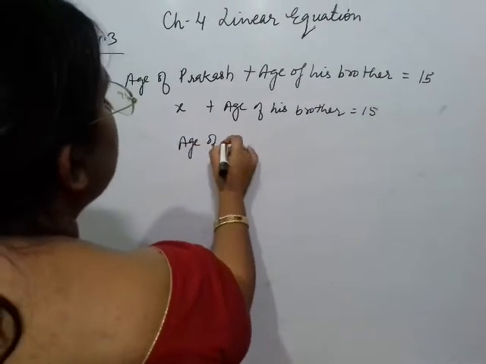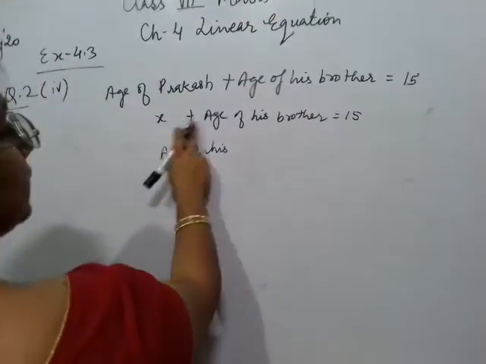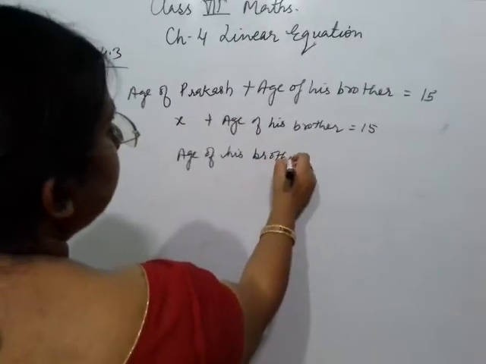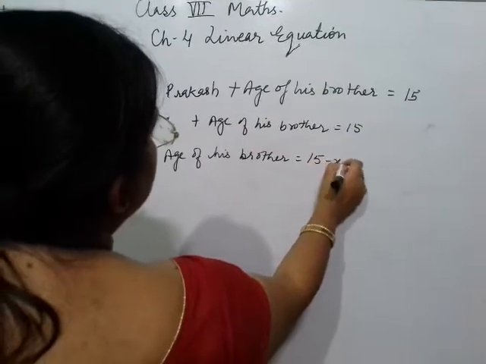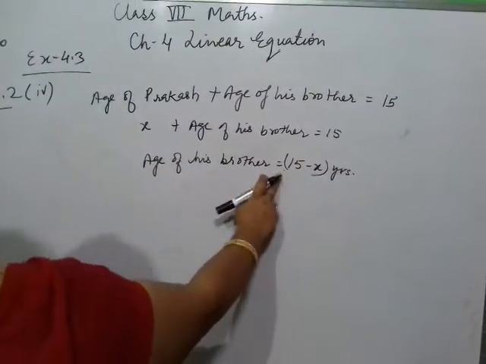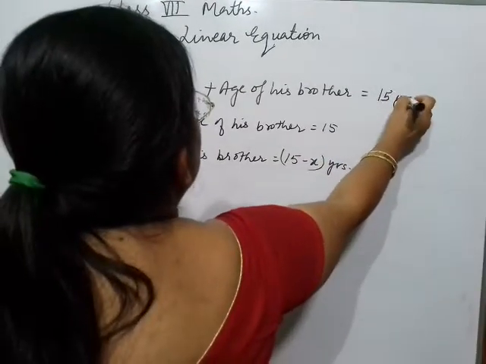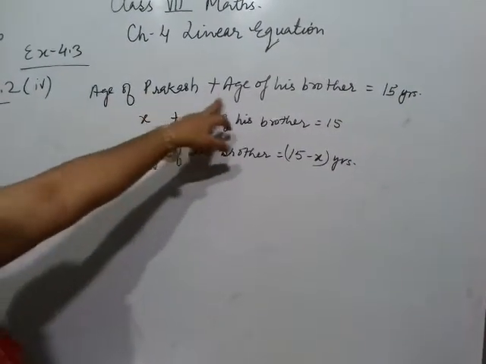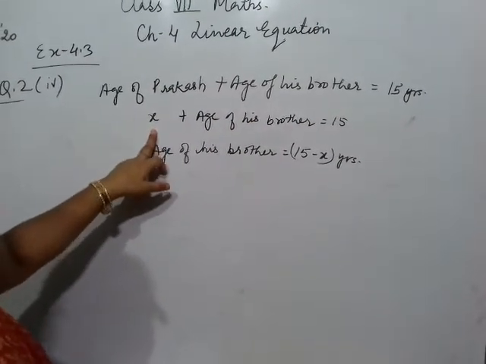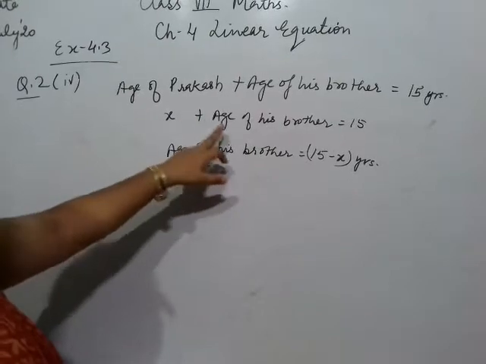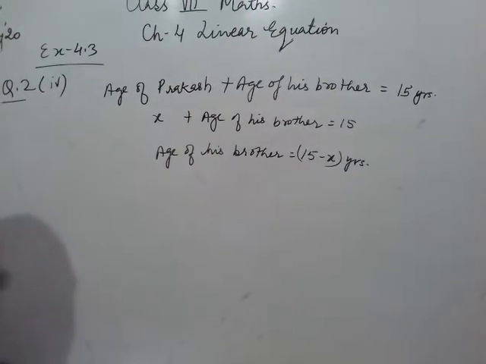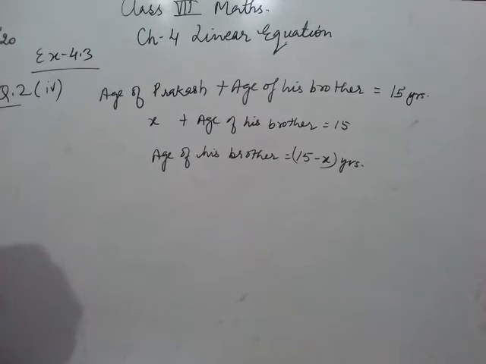this is all about simple linear equation. This x will be there, that side will go to that side. So 15 minus x years. So the age of his brother will be 15 minus x years. So initially the age of Prakash plus age of his brother is 15 years. Out of that we have supposed the age of Prakash as x, so that his brother's age is 15 minus x years now. And the difference between their ages is 3.